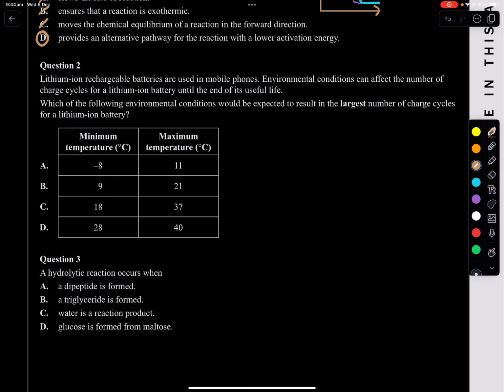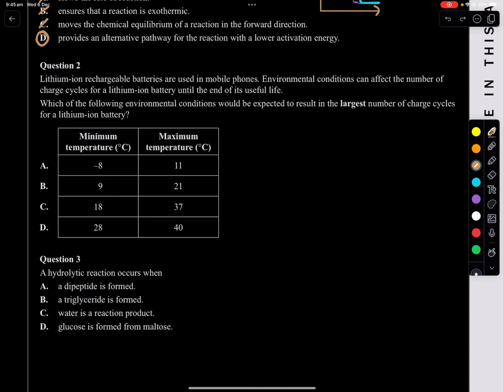Question 2, lithium-ion rechargeable batteries are used in mobile phones. Environmental conditions can affect the number of charge cycles for a lithium-ion battery until the end of its useful life. Which of the following environmental conditions would be expected to result in the largest number of charge cycles for a lithium-ion battery? So we want the best conditions for a battery to have the highest life cycle. So we want the battery to have a very long life. So what are the best environmental temperatures? Okay, you should know that.